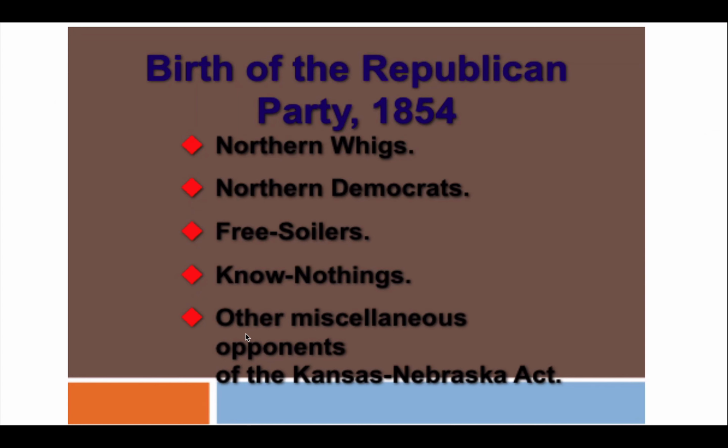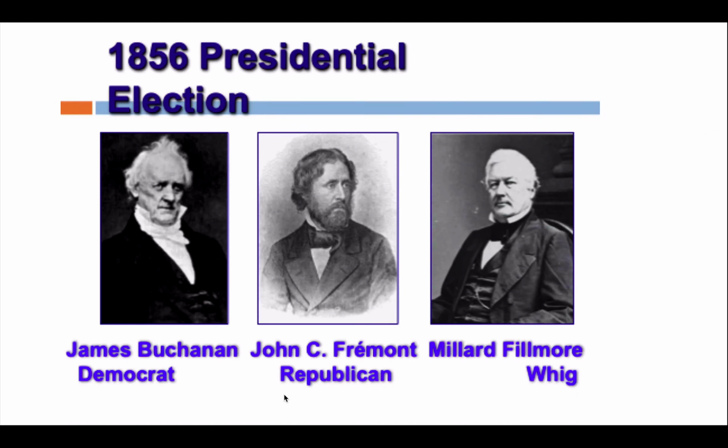From here, you're going to see the birth of the Republican Party. There are about 6 different parts of the United States that claim to be the birthplace of the Republican Party. But all of these different groups of people, some Northern Whigs, Northern Democrats, Free Soilers, Know-Nothings, all of these people kind of combine to make this new upstart party. It was just a bunch of people that hated the Kansas-Nebraska Act is what it ended up being.